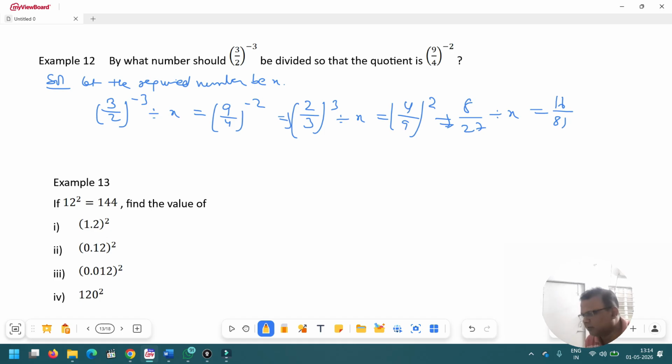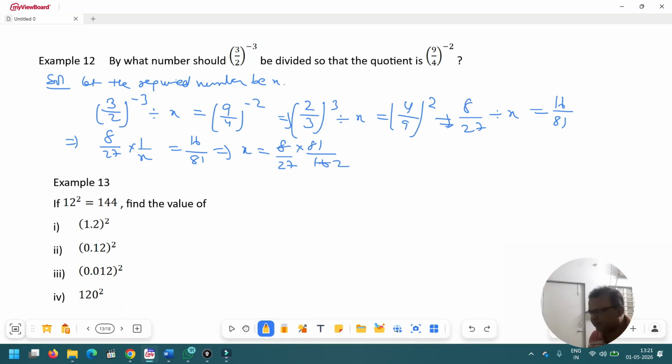That is equal to 8 by 27 into 1 by x equal to 16 by 81, implied 8 by 27 into 81 by 16 equal to x.